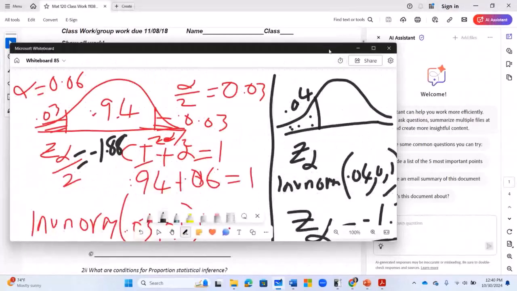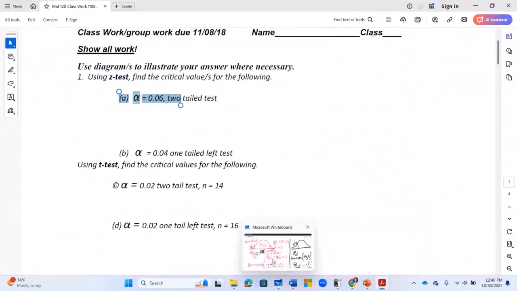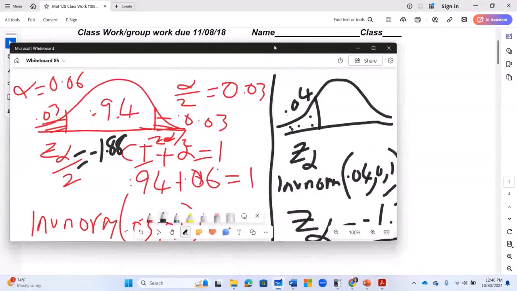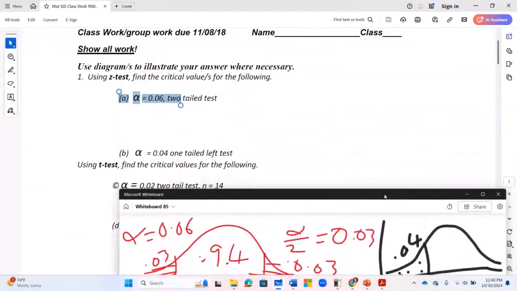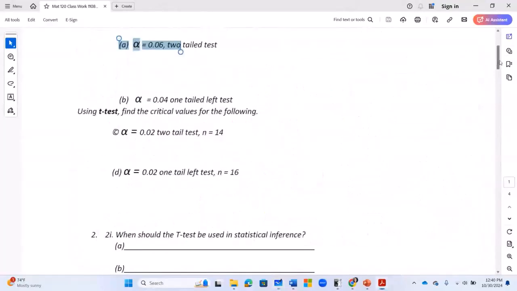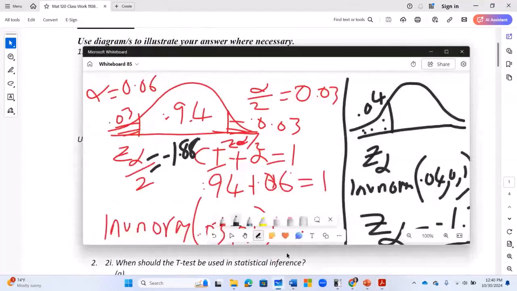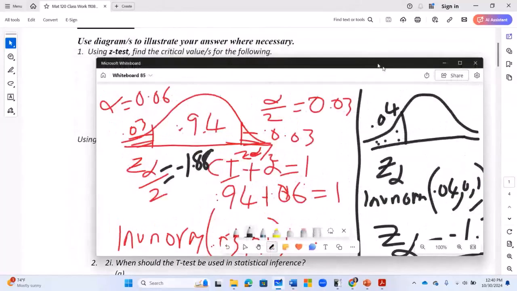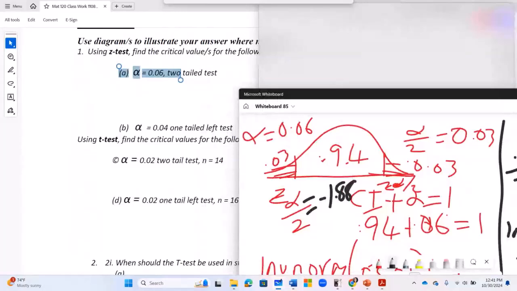So this is when it is normal distribution. What if it is not normal distribution? It could be a small sample, that is a t-test. Find the critical value for the following. Remember, for t, I'm going to write the formula for t so we know. So the first question says find the critical value when it is a t-test. It is two-tailed and the sample size is 14.